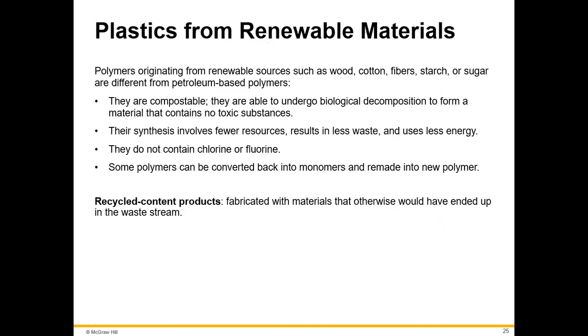There are also plastics that you can make from renewable materials. And so maybe you've seen these in clothes and things. It'll say, oh, this shirt is made from 50 recycled bottles or something like that. Polymers originating from renewable sources also exist. So these are some examples. And the neat thing about them is they're compostable. That means that they can be broken down by living things, by microorganisms. They use fewer resources, don't contain nasty chemicals, and they can be converted back to monomers, some of them, and remade.